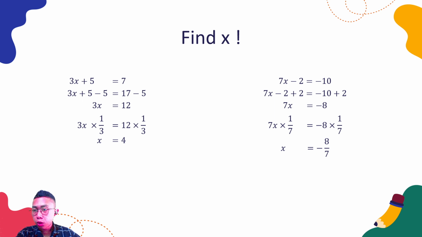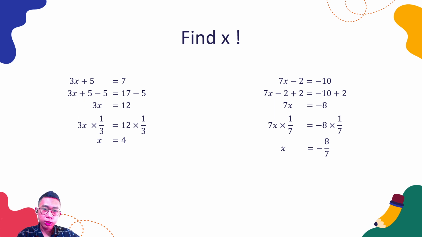First, 3x + 5 = 7. Now, we subtract 5 from both sides. So we have 3x + 5 - 5 = 7 - 5, which gives 3x = 2. To isolate x, multiply both sides by 1/3. So we have x = 2/3.